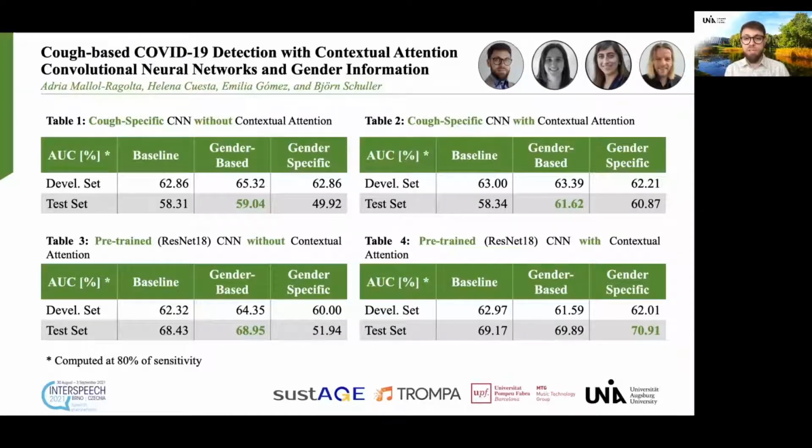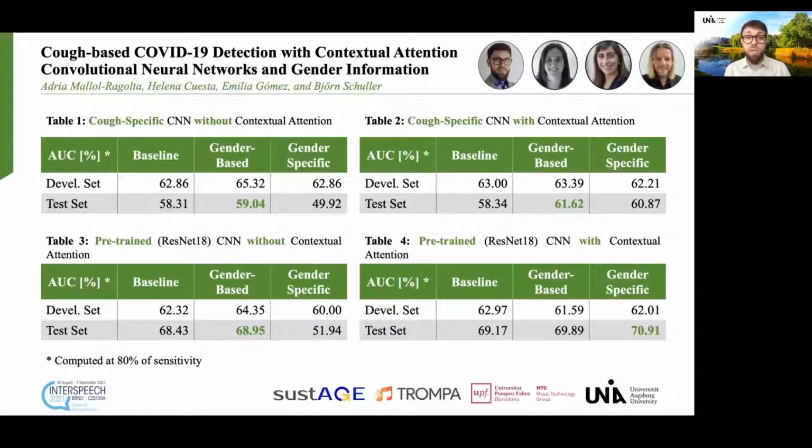In terms of the area under the curve computed at 80% of sensitivity, we can observe that the best performance was obtained with a gender-specific model, specifically the one that used the ResNet-18 network for feature extraction with contextual attention. This model obtained a performance of slightly above 70% of AUC.